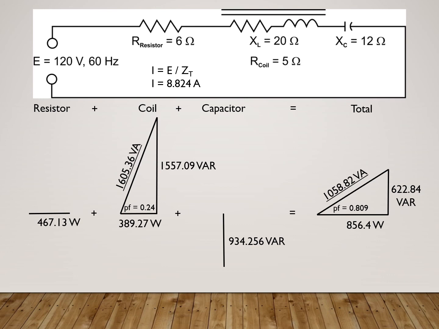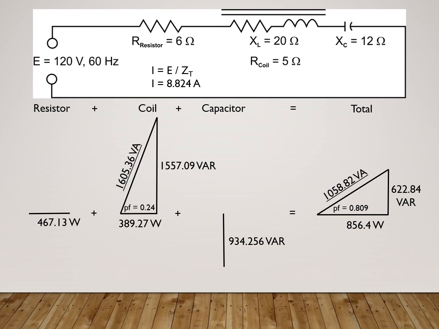Since I have my VARs and I have my watts, I can use trigonometry and Pythagoras' theorem to calculate both my power factor and my total VA for my circuit. My total VA is 1058.82 VA with a total circuit power factor of 0.809.